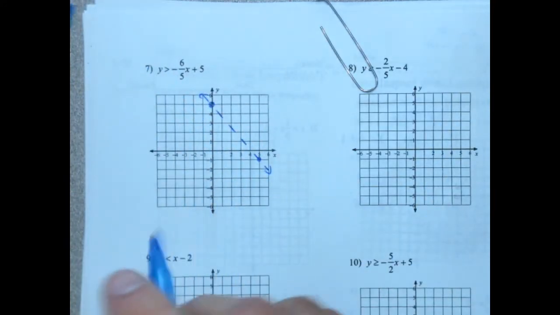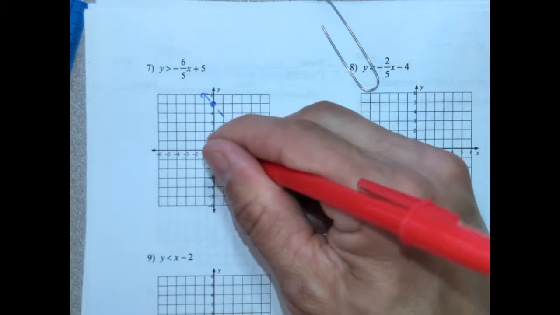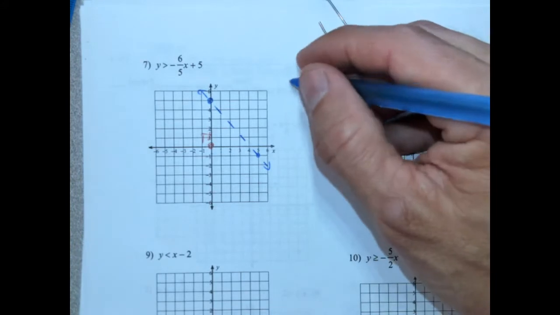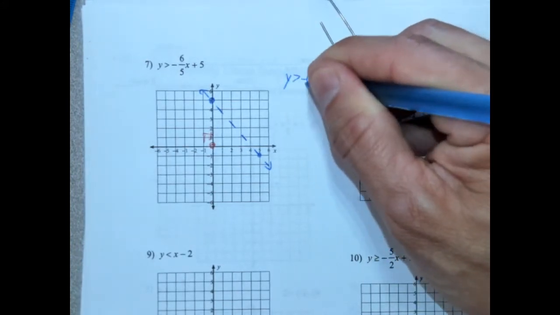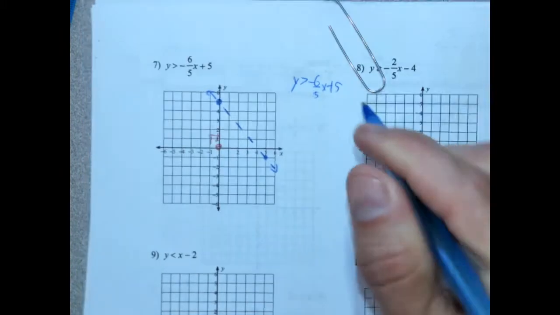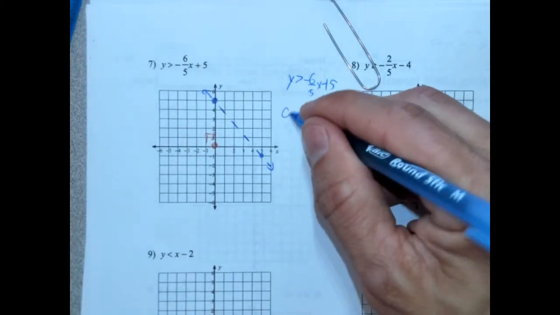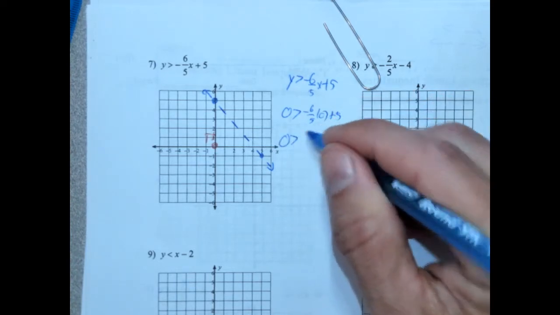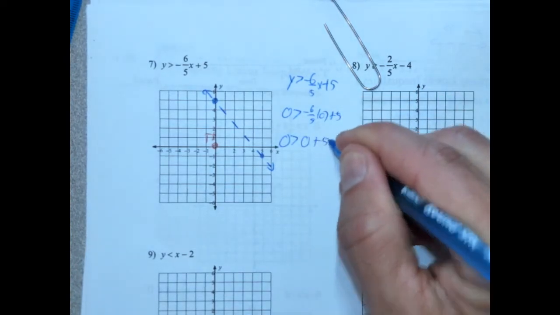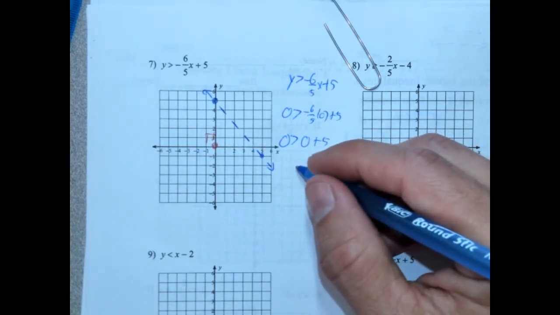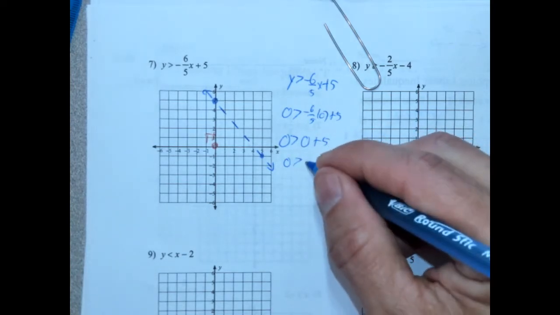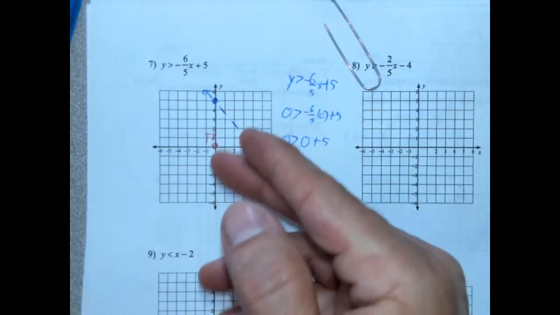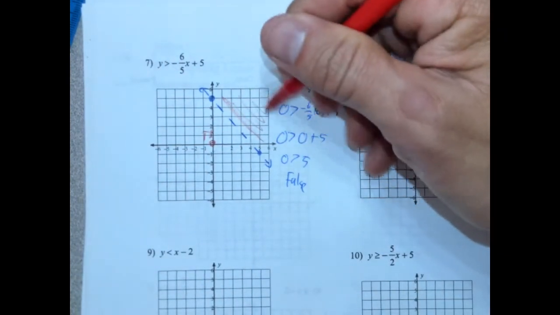All right, let's go ahead and use our test point here, which is going to be our origin. And let's rewrite this. So y is greater than a negative 6/5 x plus 5. And plug in 0 for x and y. So 0 is greater than negative 6/5 times 0 plus 5. And negative 6/5 times 0 is 0. And 0 plus 5 is 5. So 0 is greater than 5. Is 0 greater than 5? Absolutely not. That is false. So which means we're not going to shade toward the test point. We're going to shade the opposite direction, which is right here.